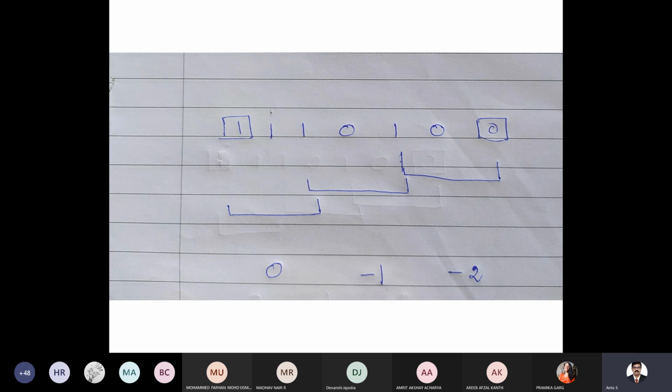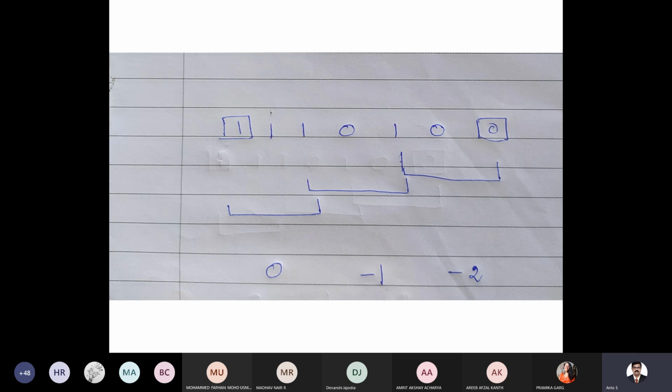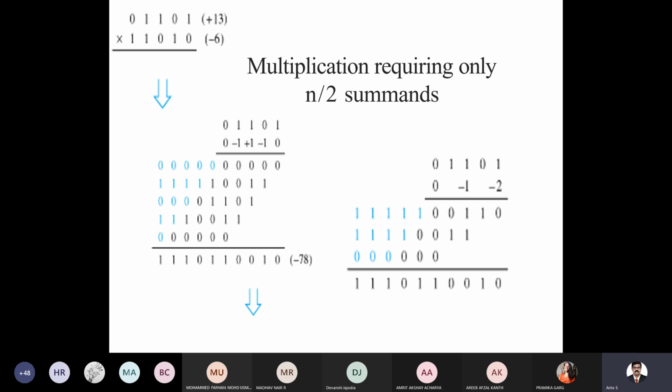Then 1 1. Here I have added 1. It is a sign bit. So you can extend the sign bit, because it is minus 6, it will be a sign bit. If the sign bit is 0, you can put 0 here. So 1 1 1. What is 1 1 1? We can see here 1 1 1 means 0 times M. M is the multiplicand. So instead of multiplying the multiplicand with 1 1 0 1 0, we are going to multiply only with 0, minus 1 and minus 2 as shown here. This is for this one, for this one, for this one. Minus 2, minus 1, 0.